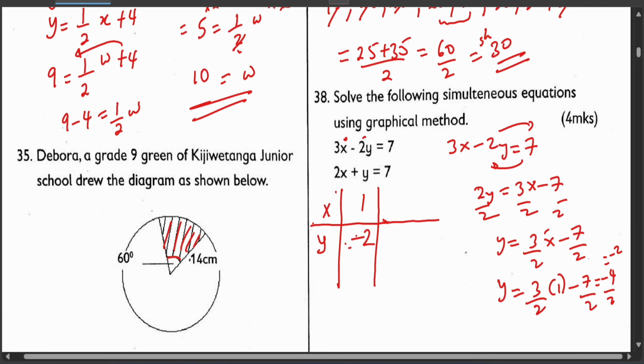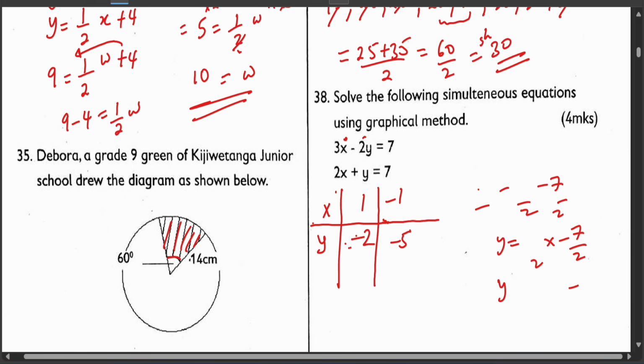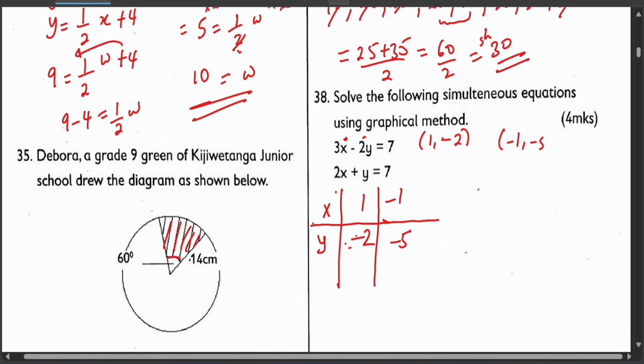Now let's say x is negative 1. What will your y value be? 3 times negative 1 is negative 3 over 2. Negative 3 over 2 minus 7 over 2 is negative 10 over 2, which is negative 5. So if x is negative 1, y is negative 5. We already have two values, two coordinates which we will use to draw. You don't need many coordinates, a maximum of 2 or 3, then you can draw. So the coordinates for this one are 1, negative 2 and negative 1, negative 5.